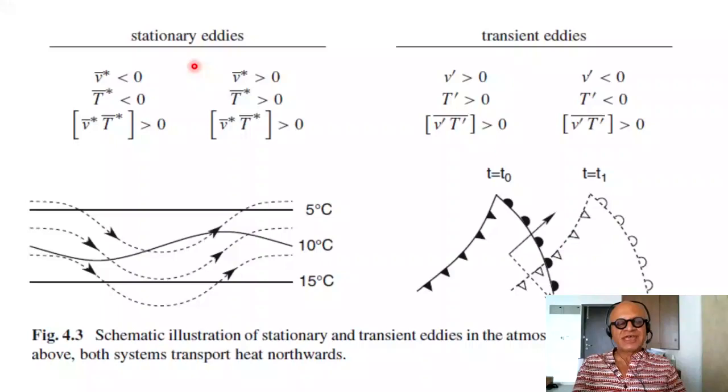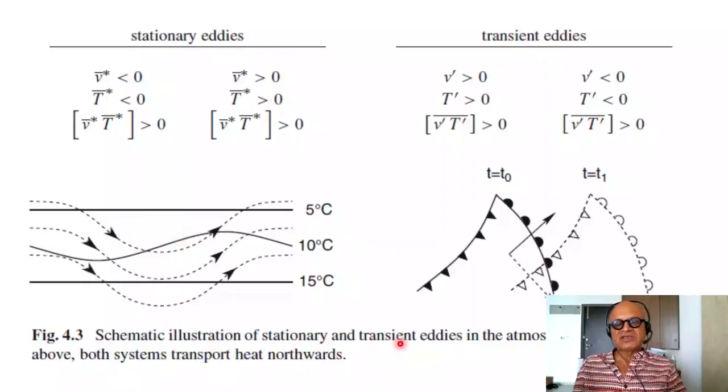That's by stationary eddies, and this is transient eddies, where you are looking at v prime greater than zero and T prime greater than zero. So the eddy in time is positive, and the temperature change is positive, or they are both negative, in which case their spatial temporal average doesn't go to zero. So they are spatially covarying and temporally covarying. And here are the examples.